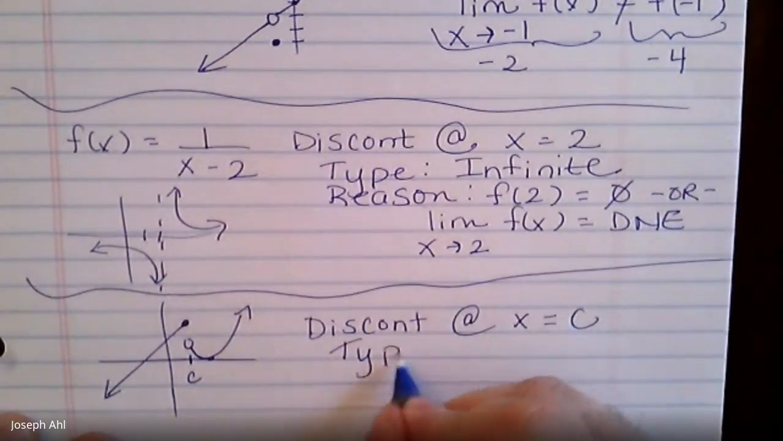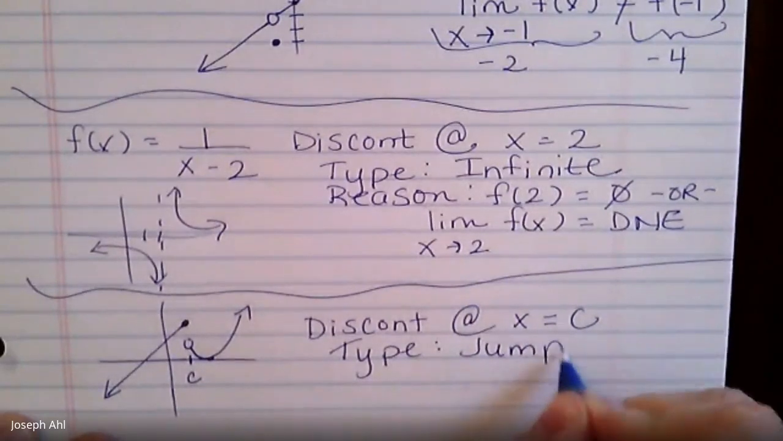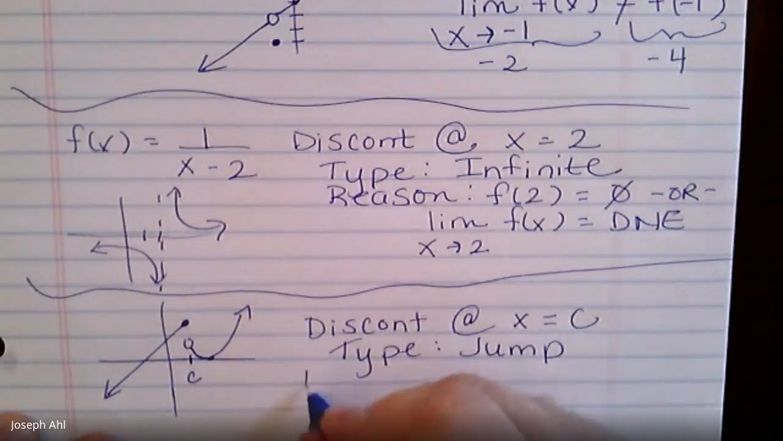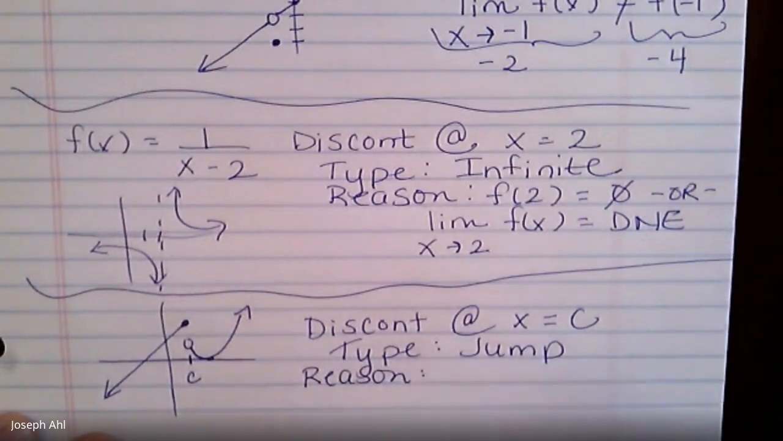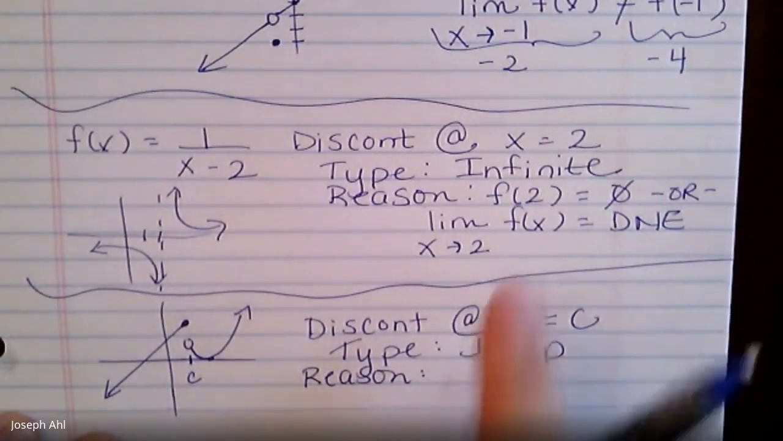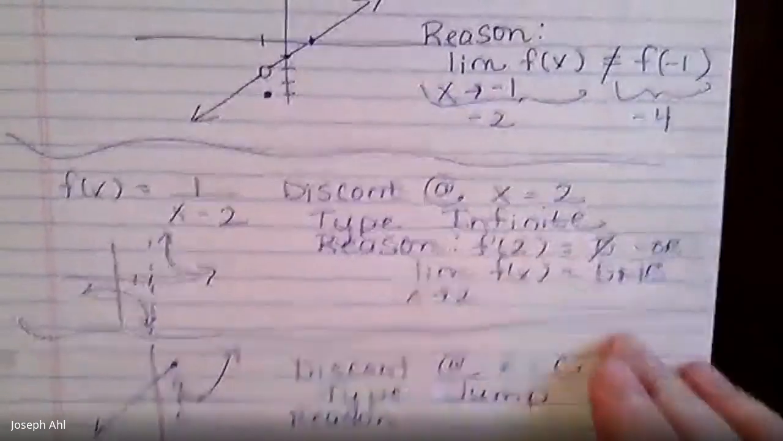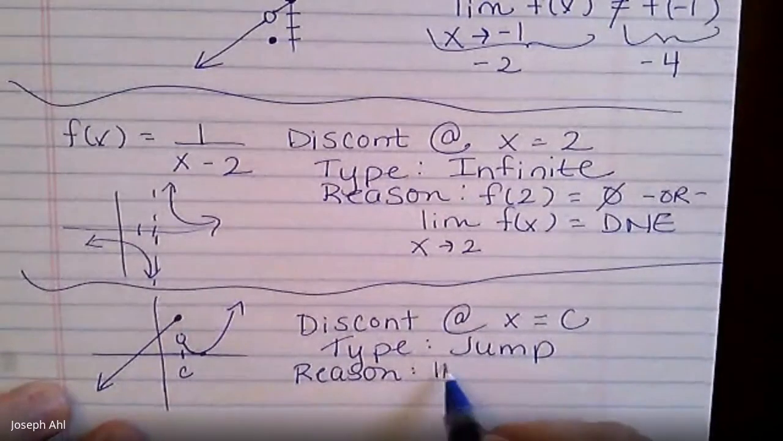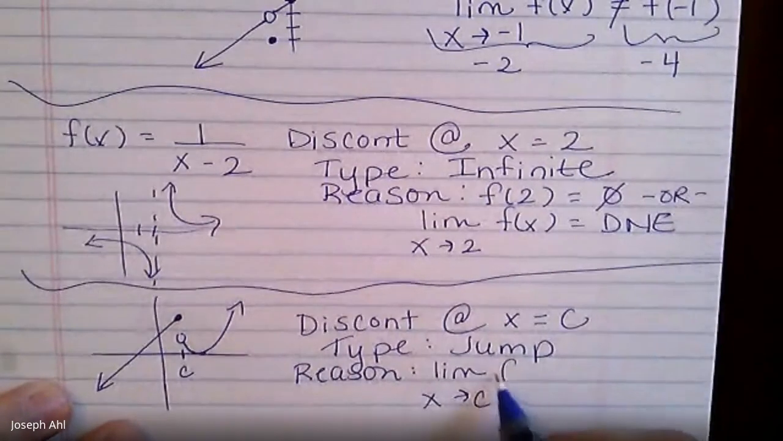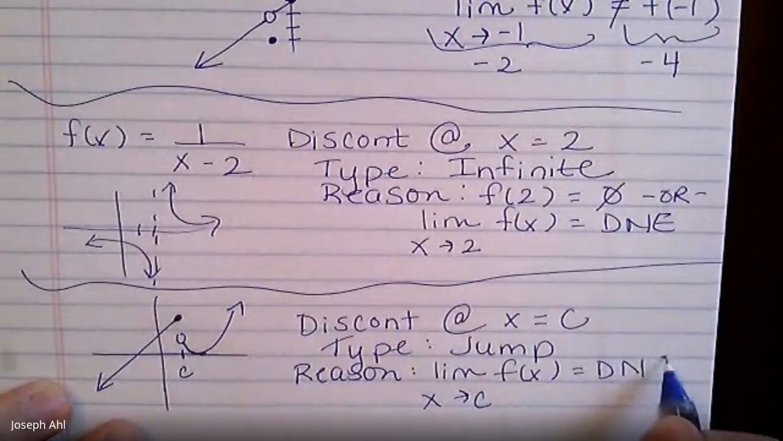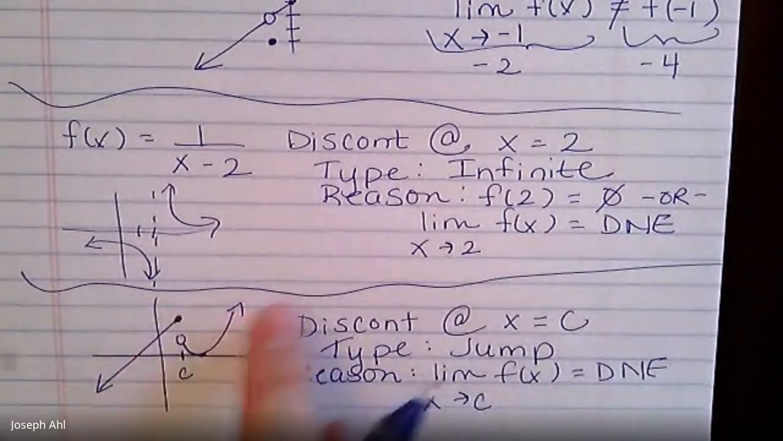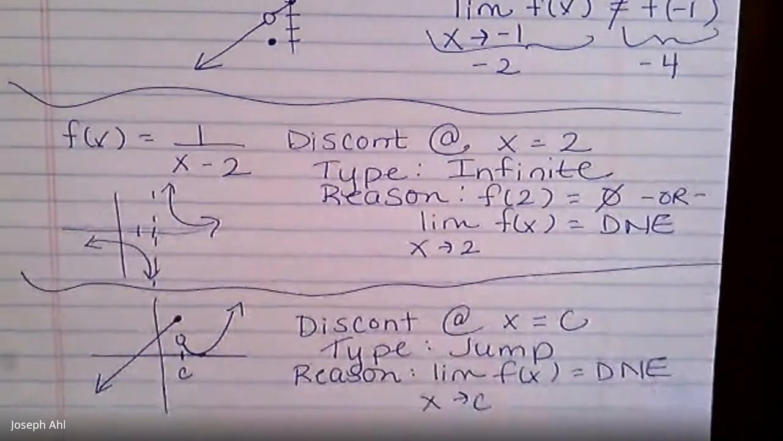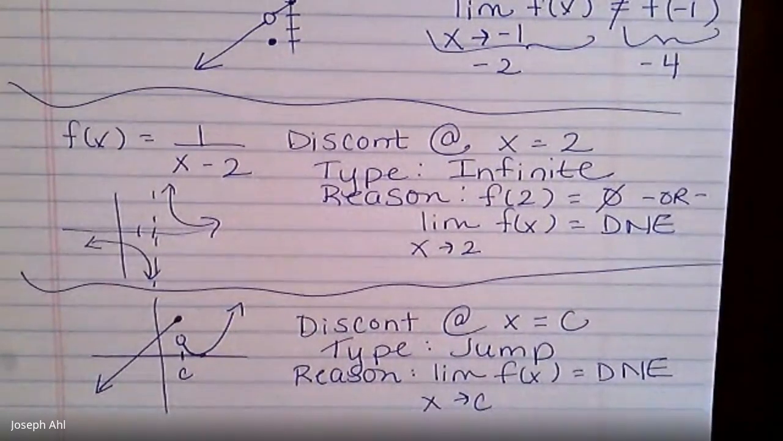The type that we have is a jump. All right, we definitely have to jump from this part of the graph down to this part of the graph. And then the reason why we're discontinuous at c is not because f of c doesn't exist, because f of c does exist. We have that closed circle here. It has a y value. But the limit as x approaches c does not exist. When I approach c from the left and when I approach c from the right, we're heading towards 2 different y values. So that's the official reason why we're not continuous there.